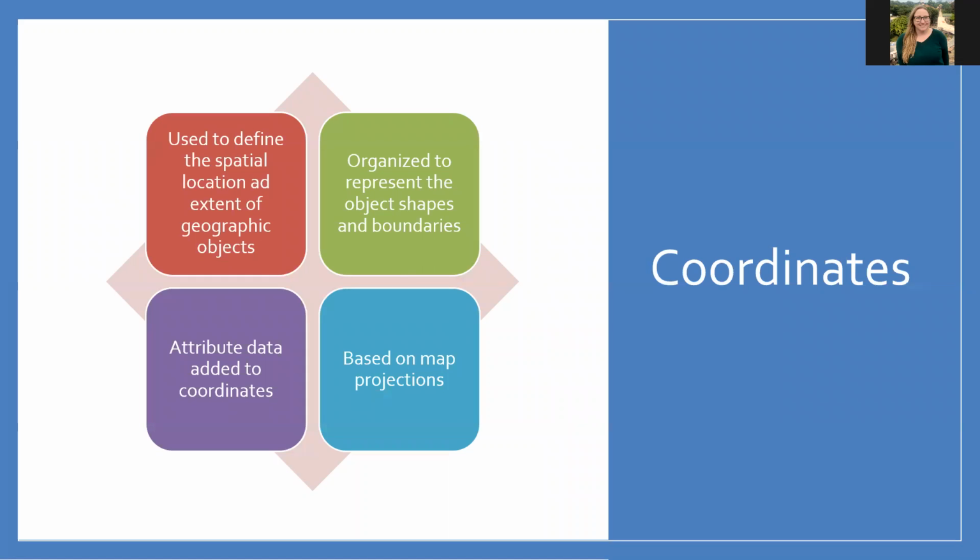The use of coordinates is one of the defining factors that separates GIS analysis from typical data analysis. Coordinates are used to define the spatial location and extent of geographic objects. They usually consist of a pair or triplet of numbers that specify a location and allow distances to be measured. They are organized to represent the shapes and boundaries that define the objects, to represent the attributes and its characteristics.